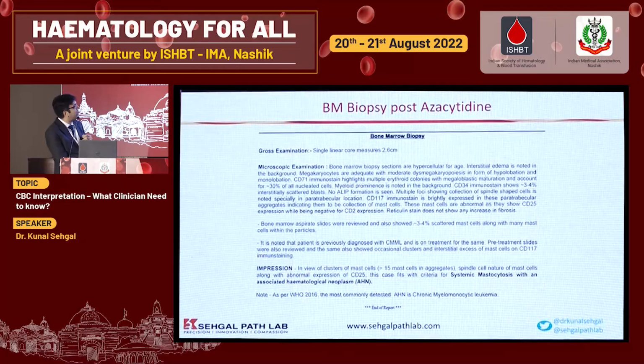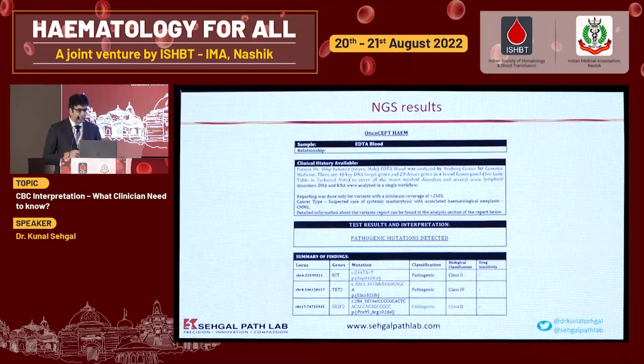I don't have an image for that. They were negative for 2. They were clusters of spindle cells, which fulfills all the criteria for systemic mastocytosis. And on the NGS, we had the KIT mutation, which is very specific, seen in these disorders.